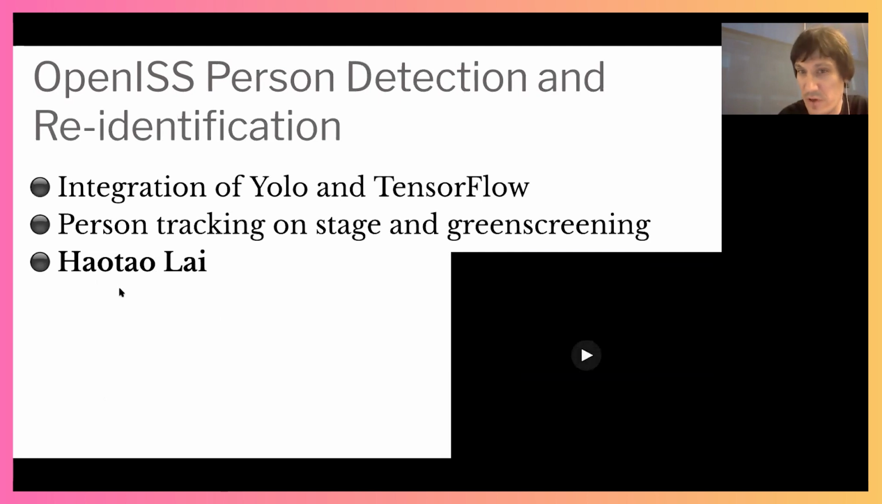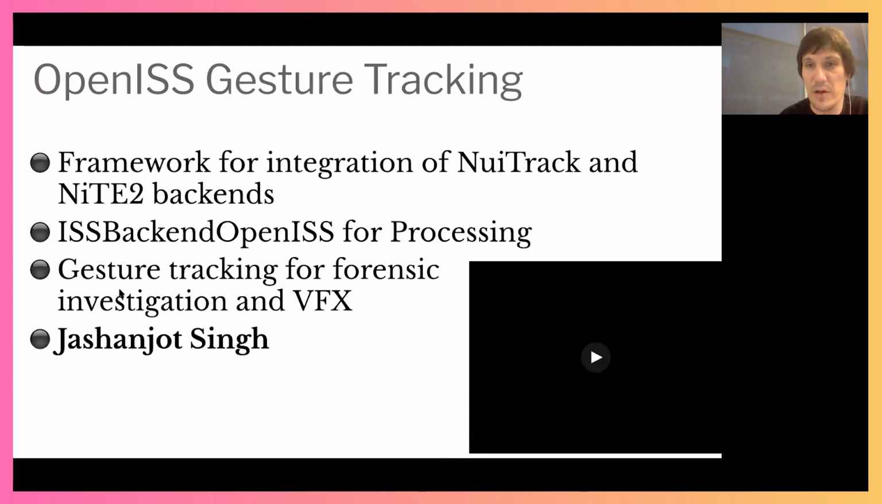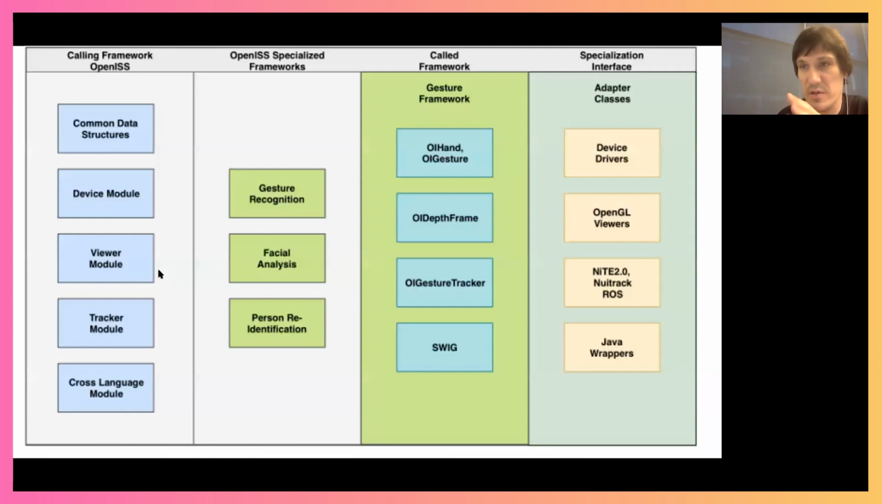This is person re-identification on stage and green screening, as well as the gesture tracking framework done by Chash, because some of that work is actually what John will be using. So this is a quick layout of the whole system, the whole framework. You have applications on the left, the specializations on the right, and the middleware in the middle. And this is what we provide to all of these applications, the specializations.